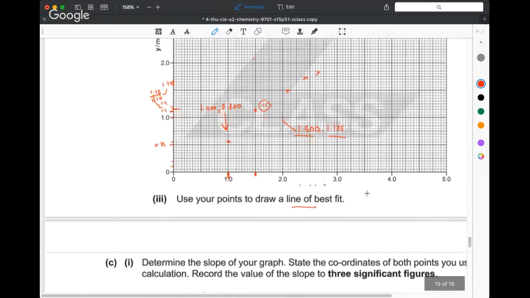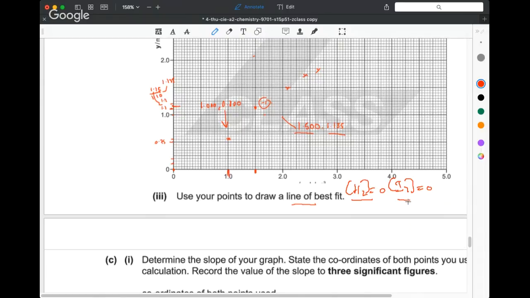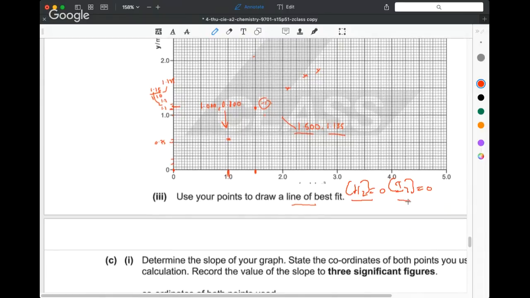If the hydrogen concentration is 0 or the iodine concentration is 0, nothing happens. No reaction happens. And so this value on the y will also be 0. So that's actually a kind of bonus point, a known point, because you know when one of these reactant concentrations is 0, then no reaction happens. And so there's a point at 0, 0, the origin.